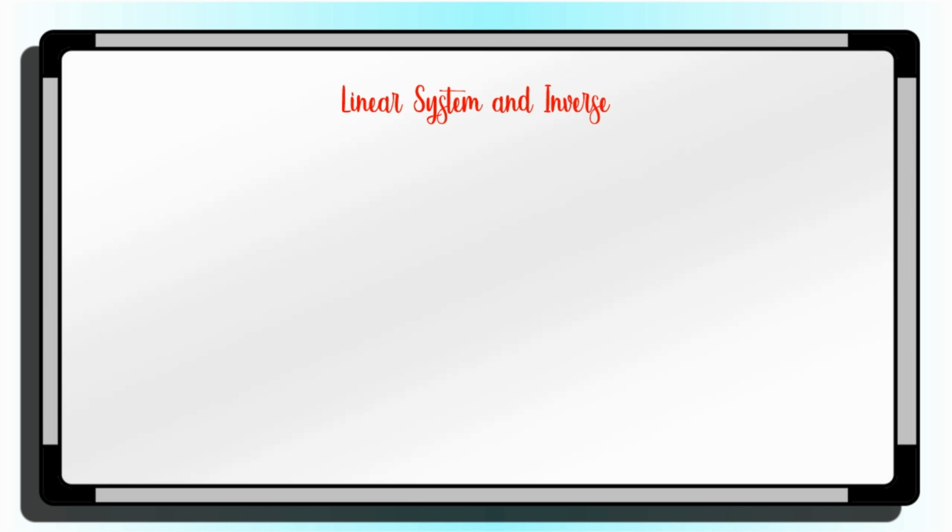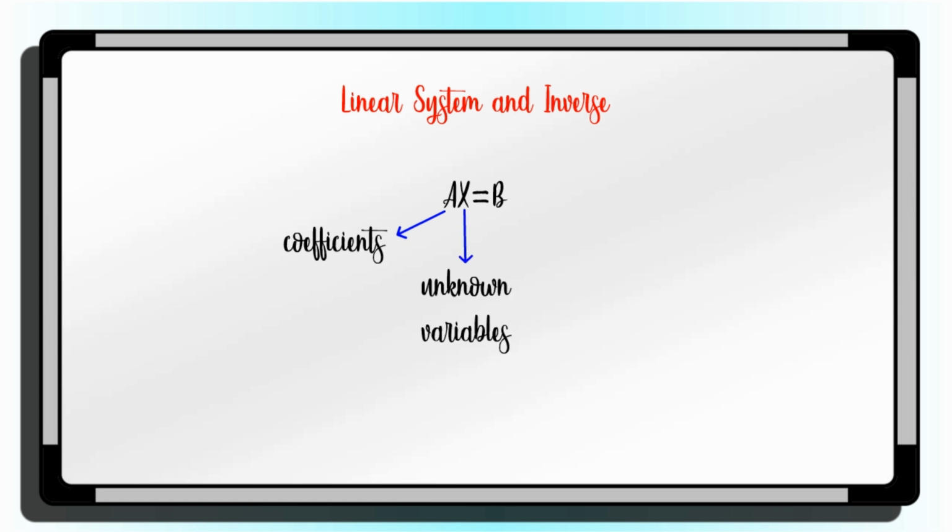First, every linear system has a matrix form defined as AX equals B, where A is the matrix of all the coefficients, X is the set of the unknown variables within the system, and B is for all the equivalents of each equation. To derive the formula, multiply both sides of the equation by A inverse.